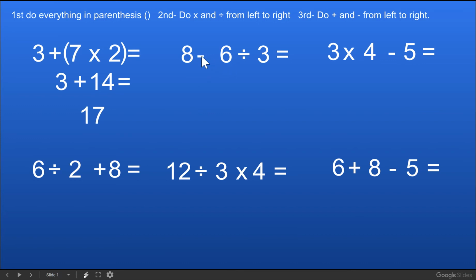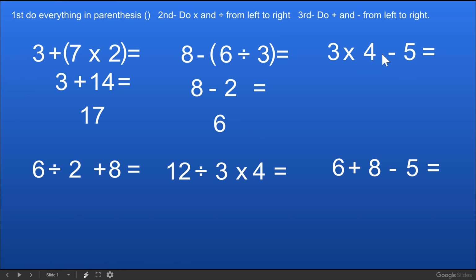And over here, I have 8 minus 6 divided by 3. Once again, I need to do all of my multiplication and division first from left to right before I do anything else. So I need to do my 6 divided by 3 before I do anything else. And I put parentheses around that to show that I'm doing that first. 6 divided by 3 is 2. And then I bring down everything else. 8 minus my equals. 8 minus 2 equals 6. And this equation is done.